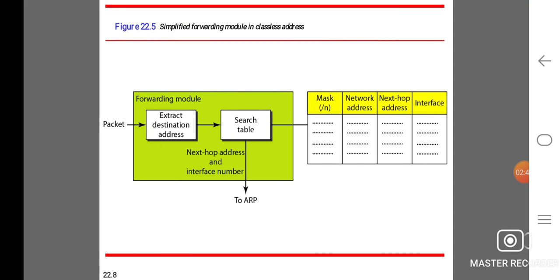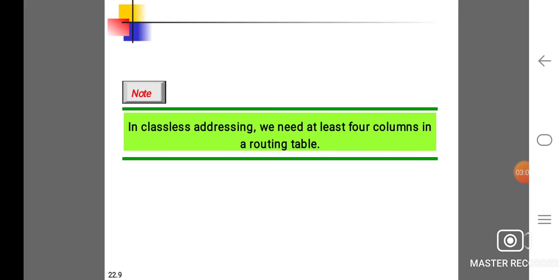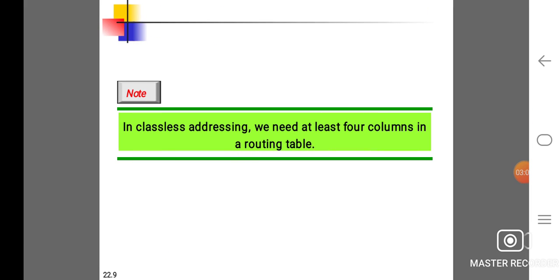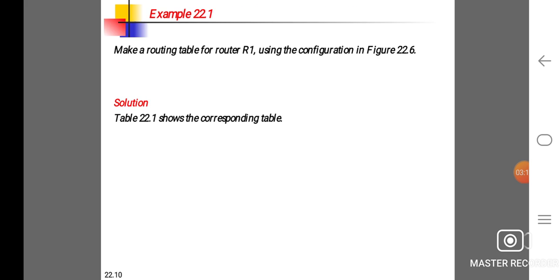Simplified forwarding module in classless addressing. The packet that we are using is forwarded into the forwarding module. It extracts the destination address and forwards that to the search table, and finally we get the next hop address and interface number to pass to ARP. In classless addressing, we need at least 4 columns in a routing table.